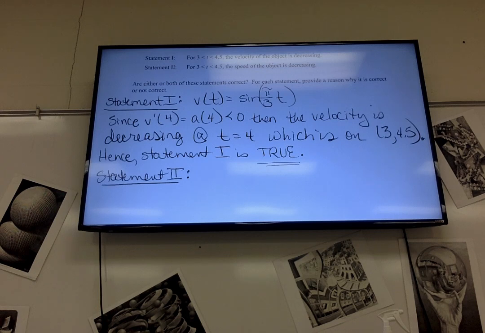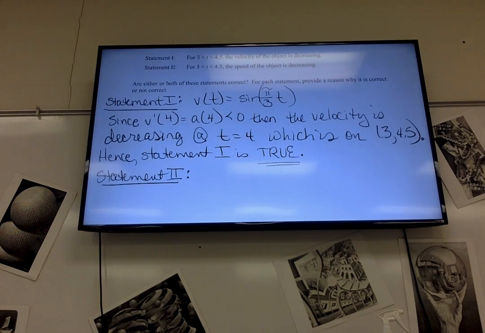Okay, statement 2. From 3 to 4.5, the speed of the object is decreasing. So this is speed. To figure out whether speed is decreasing, we have to know 2 things. You have to know that velocity and acceleration have the same sign to make speed increase. So different, opposite signs to make it decreasing. That's what we were doing yesterday.